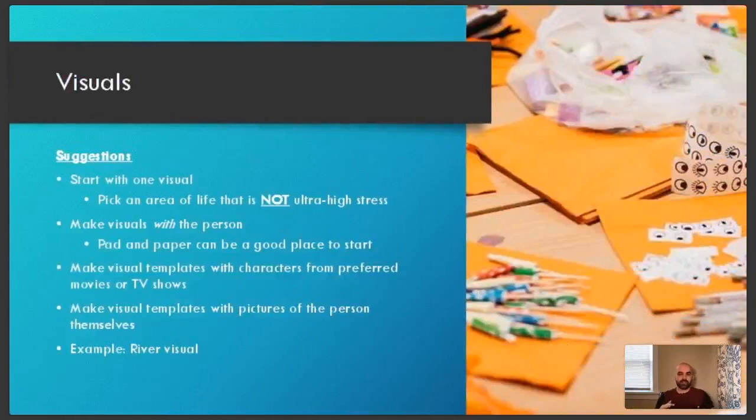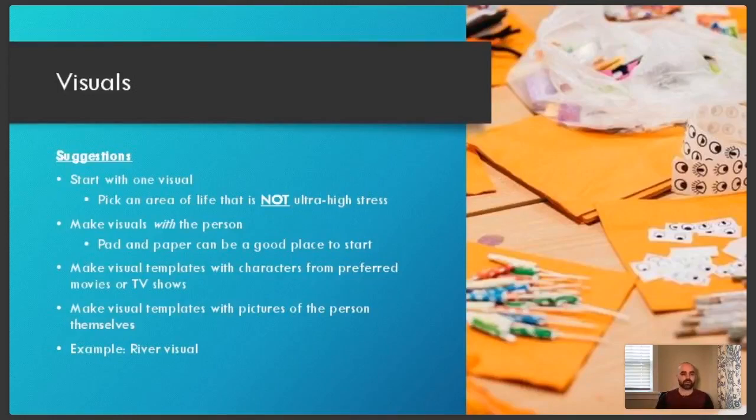So if you've tried using visuals in the past and it hasn't worked, or you're not using any currently, I'll encourage you just to start with one visual. You're going to want to make a visual that has to do with an area of life that is currently not a high stress area. So don't make a visual for the toughest issue and try to get buy-in. Make a visual for something that really isn't that big of an issue, so that you both can figure out how this is supposed to work.